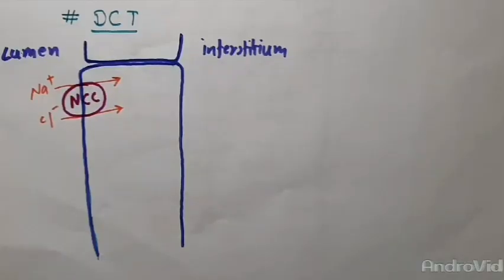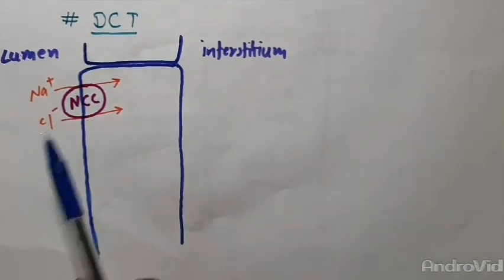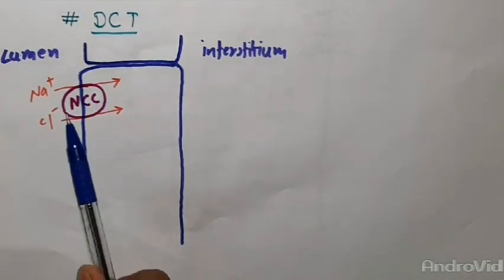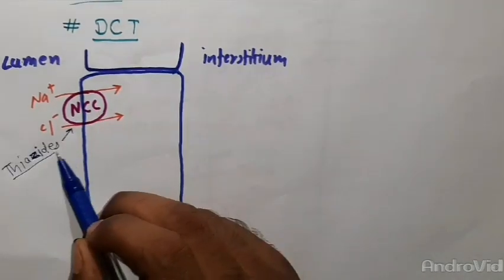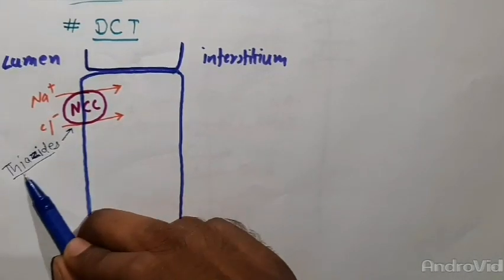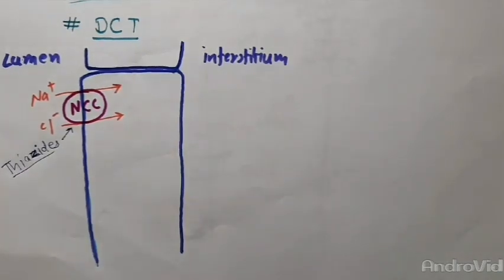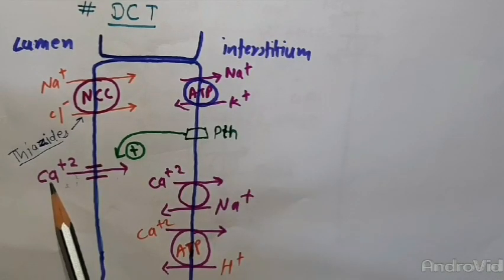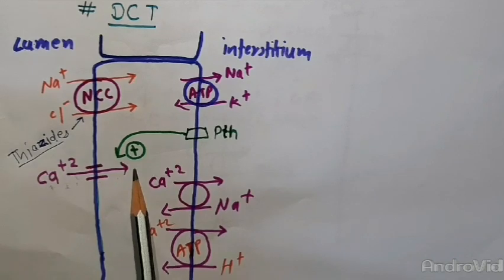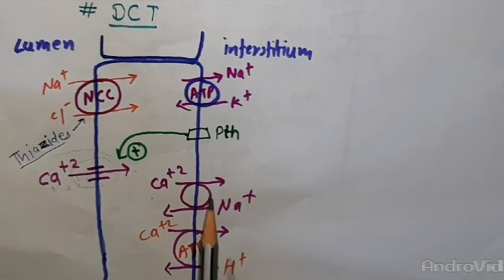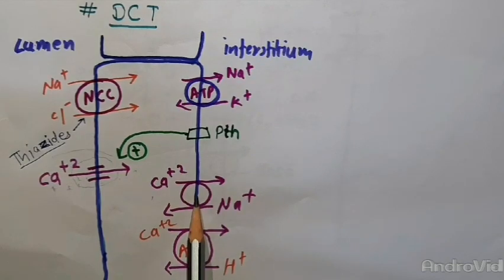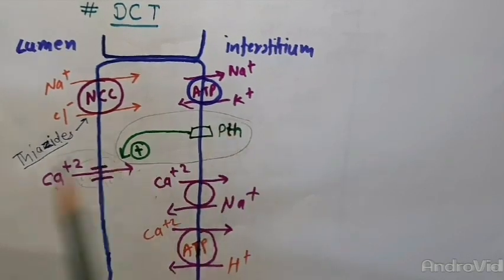Then let's come to the DCT. Here the sodium and chloride ions are transported simultaneously by NCC, that is the sodium chloride cotransporter. These NCC are sensitive to the thiazides. Also, the calcium is actually reabsorbed via an apical calcium ion channel and a basolateral calcium sodium exchanger. This process is regulated by the PTH hormone.